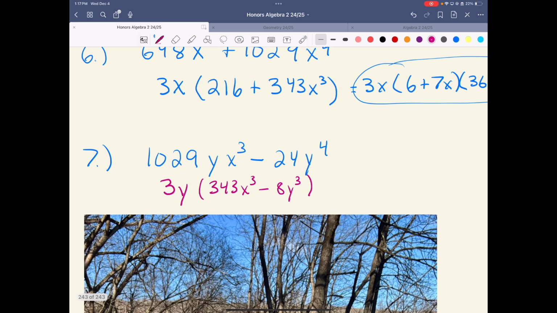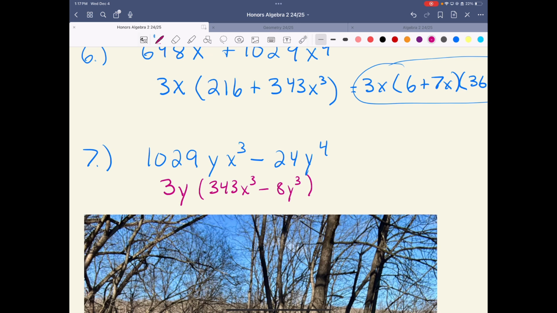Quick side note. I said up here with the 216 plus 343x cubed, you could switch that one around and it would be okay. Can you do that with this one? No, don't do that with this one. Do not make it negative 8y cubed plus. Leave it as a difference of cubes. Don't factor out a negative, just leave it like that.